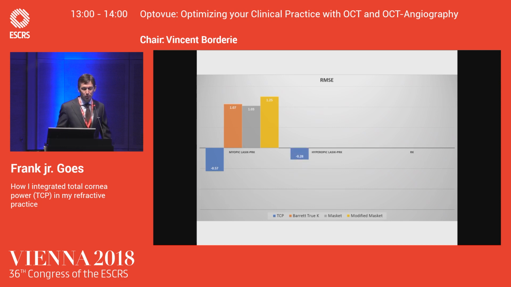For the hyperopic group also, the error of the OCT method was lower than for the Barrett True-K method, for the Masket method, and for the modified Masket method. And for the RK group, in the few patients that we did, our error was a little bit higher with the OCT method, but we had really low standard deviation. So the results were lying closely to each other, and there was no big spread amongst the results.